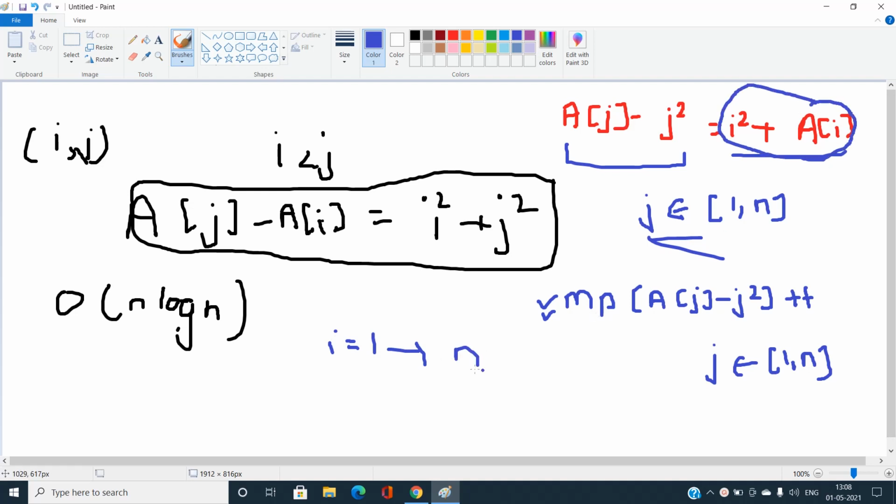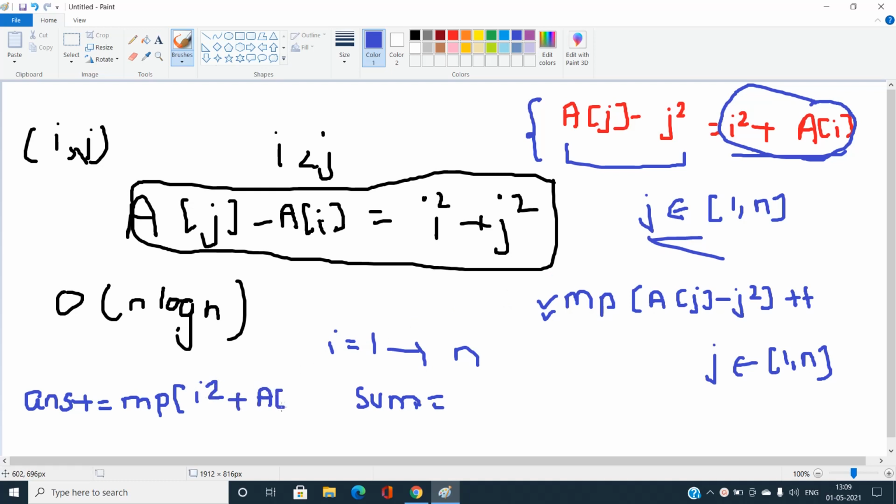Okay, so let us say sum equals I square plus ai value. I'm just trying to find out the number of values such that this I square plus ai must be equal to aj minus j square. So my answer should be incremented by answer plus equals map of the number of elements whose value is exactly equal to I square plus ai.